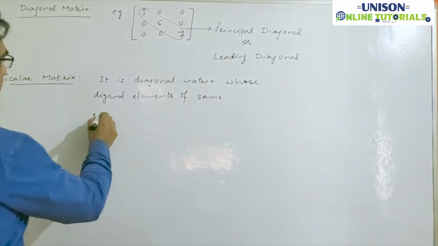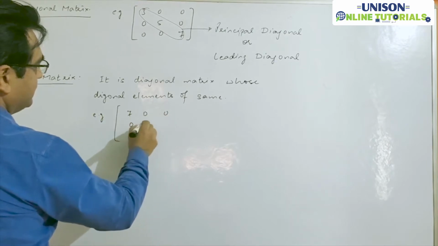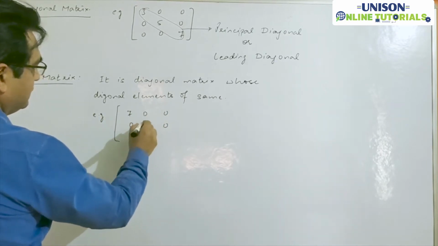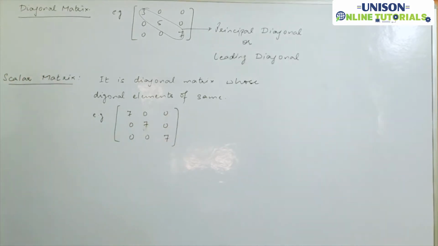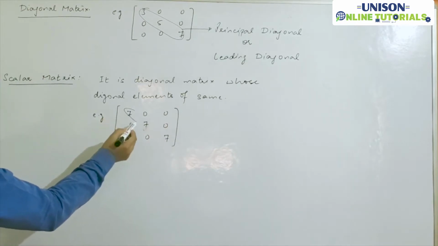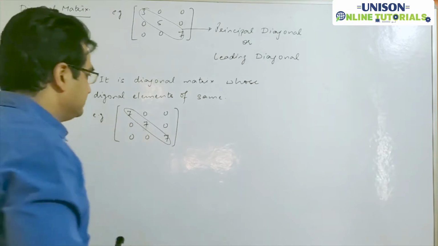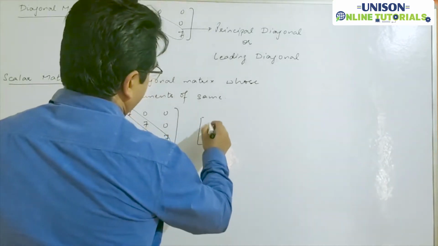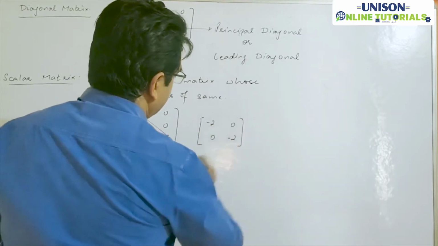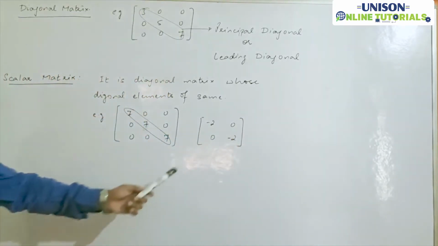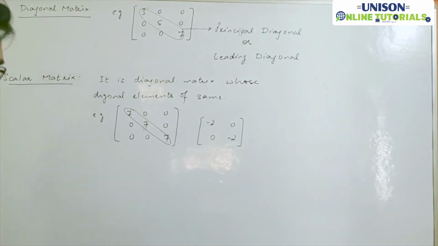For example, 7 0 0, 0 7 0, 0 0 7. So now each of the diagonal elements is 7. So such kind of matrix is called a scalar matrix. Or we can write -2 comma 0, 0 comma -2. Since it is also a diagonal matrix, and the diagonal elements are the same, they are -2 and -2.